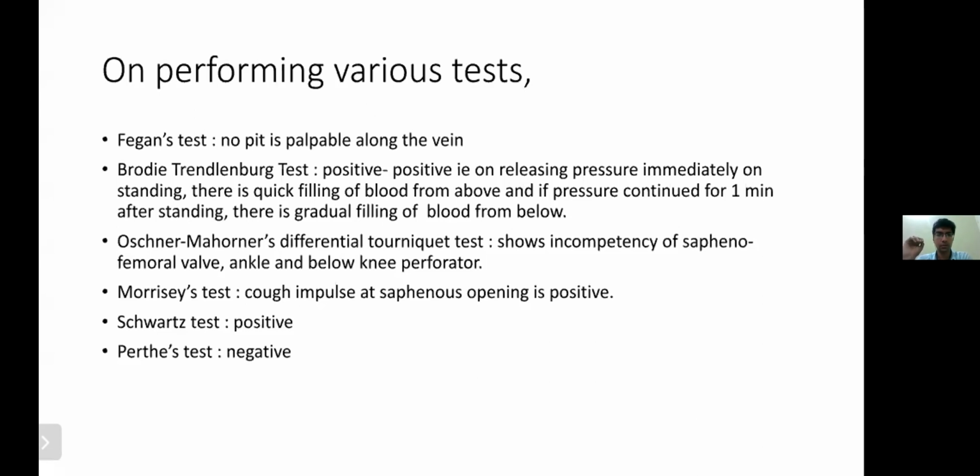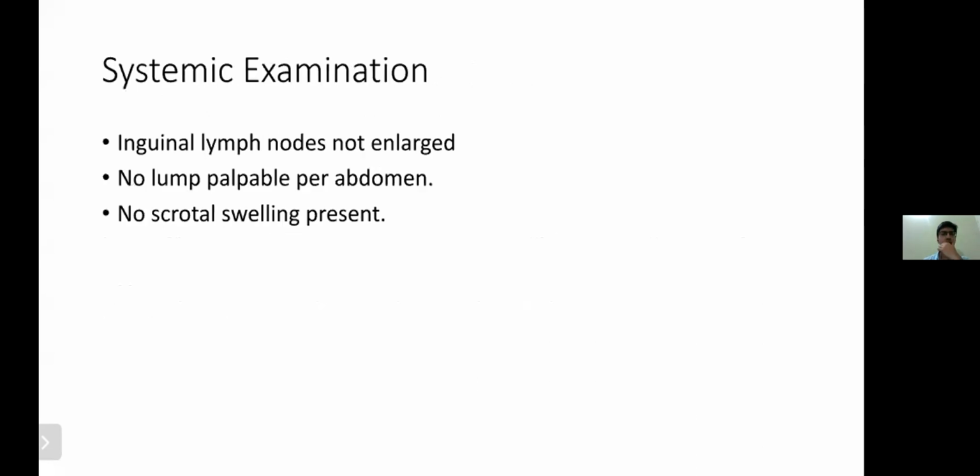Ochsner-Mahorner's differential tourniquet test shows incompetency of the saphenofemoral valve, ankle, and below knee perforator. Morrissey's cough impulse test at the saphenous opening is positive. Schwartz test positive. Perthes test negative. Systemic examination: inguinal lymph nodes are not enlarged, no lump palpable per abdomen, no scrotal swelling present. Yeah, finish it off. Complete.